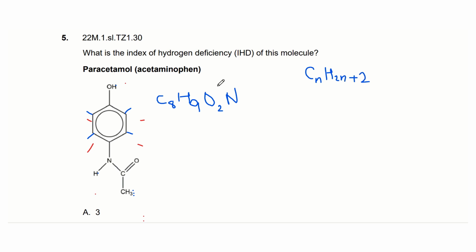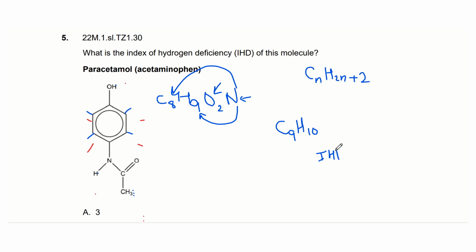Also, a reminder that anytime I see an oxygen, the oxygen is not going to affect the molecule. But if I see a nitrogen, what I need to do is add 1 to the carbon and add 1 to the hydrogen. So that would mean that now I have C, 8 plus 1 is 9. And then the hydrogen is 9 plus 1 is 10. Remember that the nitrogen adds 1 to the carbon and 1 to the hydrogen, and the oxygen doesn't have any effect. So now I need to find the IHD.